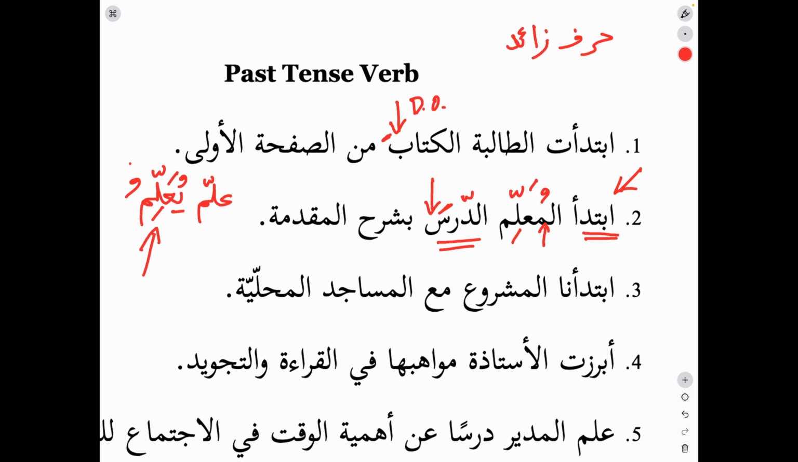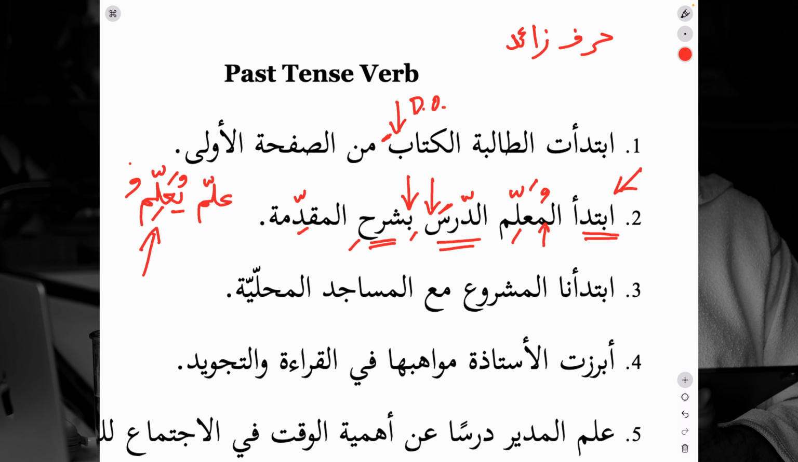And remembering again, dal is one of the sun letters. Ba is what? Harf jar. It's a particle of possession. So it's going to assign the state of possession, or majroor, to whatever it governs. And so it's going to govern the first word here, which is sharh. So bi-sharh al-muqaddimah. So ابتدأ المعلم الدرس بشرح المقدمة. The teacher, the male teacher, began the lesson by explaining the introduction.